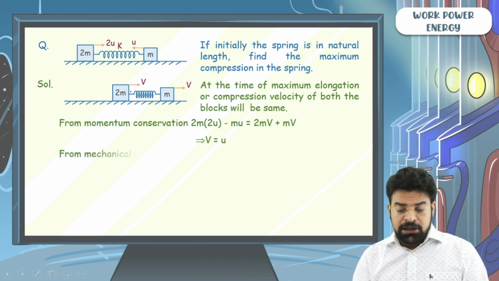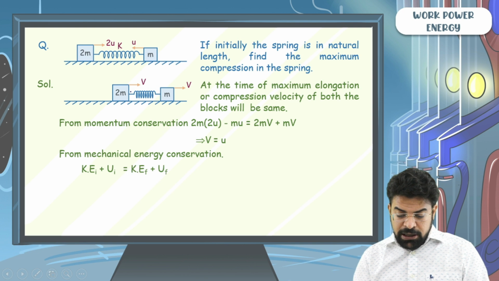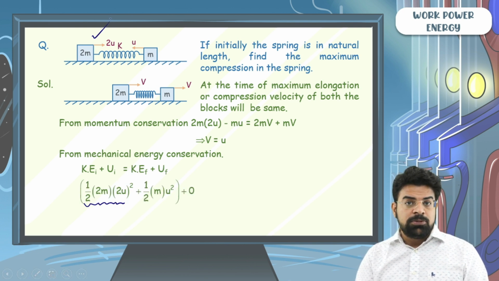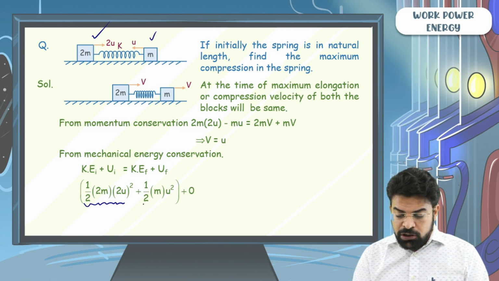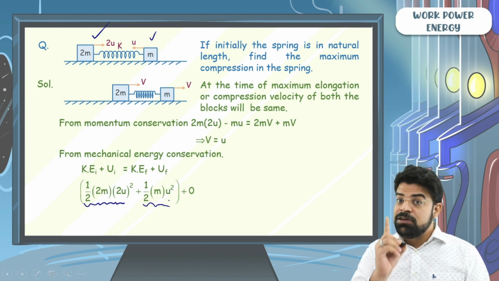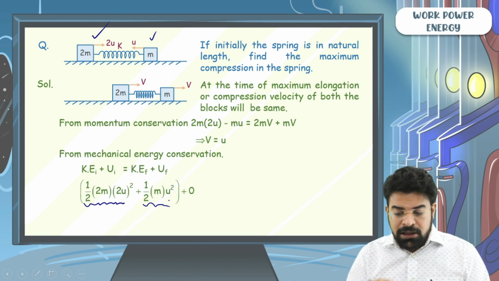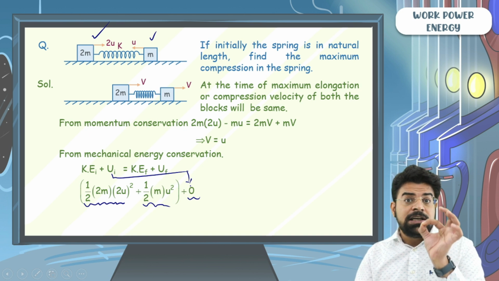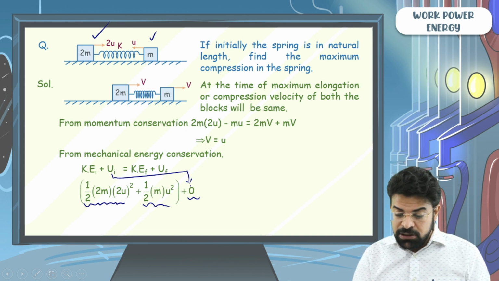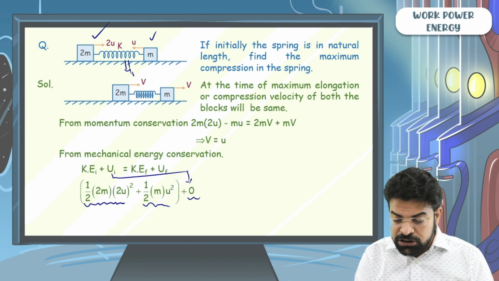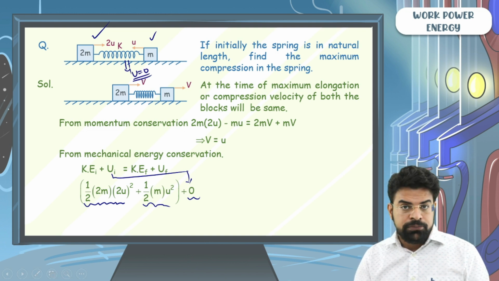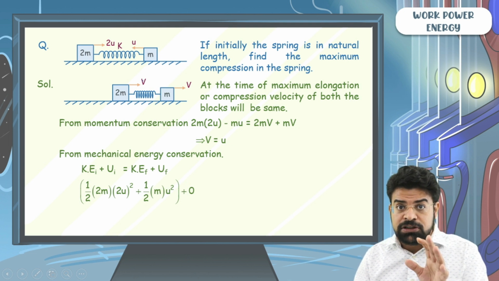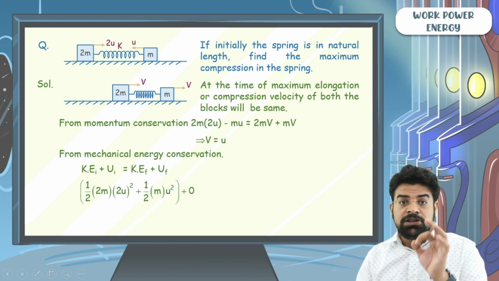Initial kinetic energy of system will be equal to half into 2m into 2u square, the kinetic energy of first block, plus half into m into u square, the kinetic energy of second block, plus the initial spring potential energy. Since initially the spring is at its natural length, the initial spring potential energy is going to be 0. And this has to be equal to the final kinetic energy of system plus final spring potential energy of system.